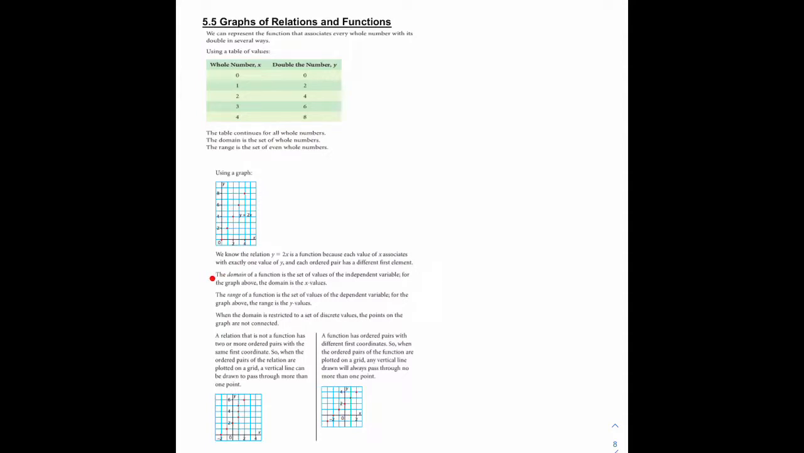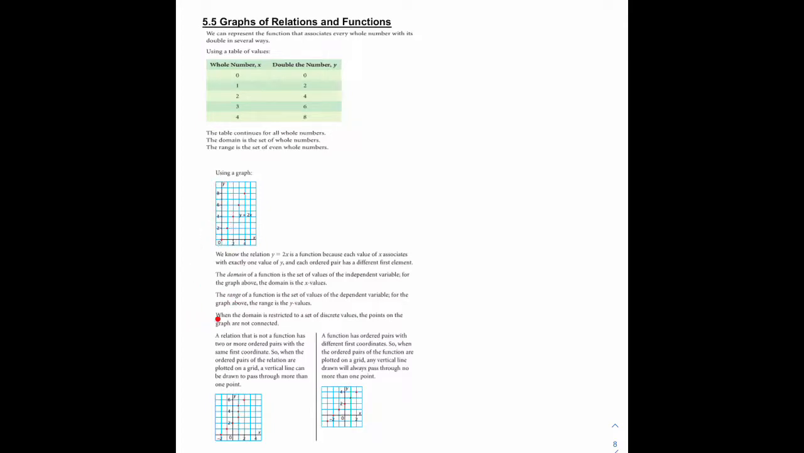The domain of a function is the set of values of the independent variable. For the graph above, the domain is the x value, so domain will be on the x-axis. And the range of a function is the set of values of the dependent variable. For the graph above, the range is the y values up here on the y-axis.